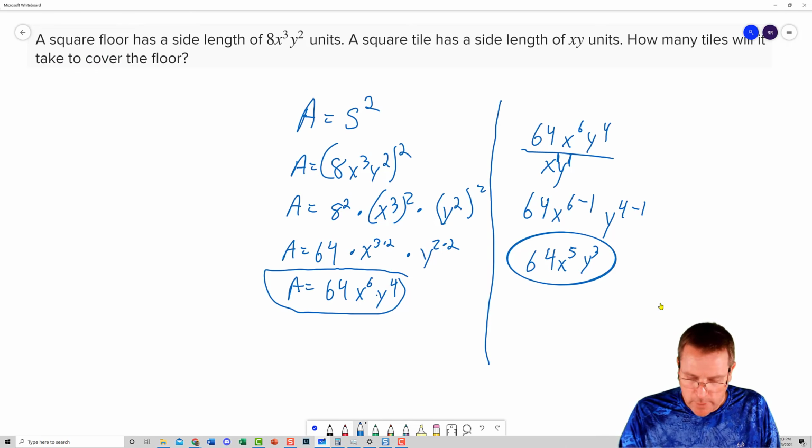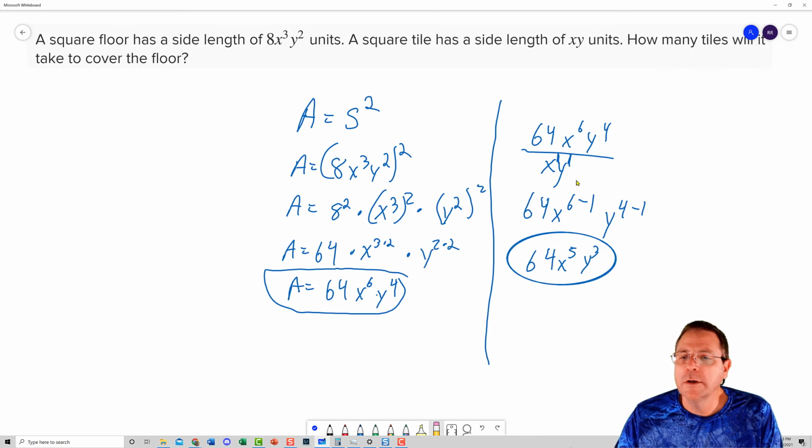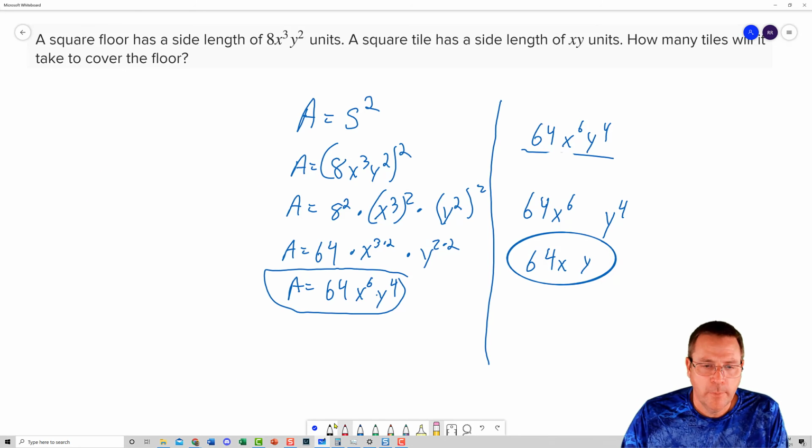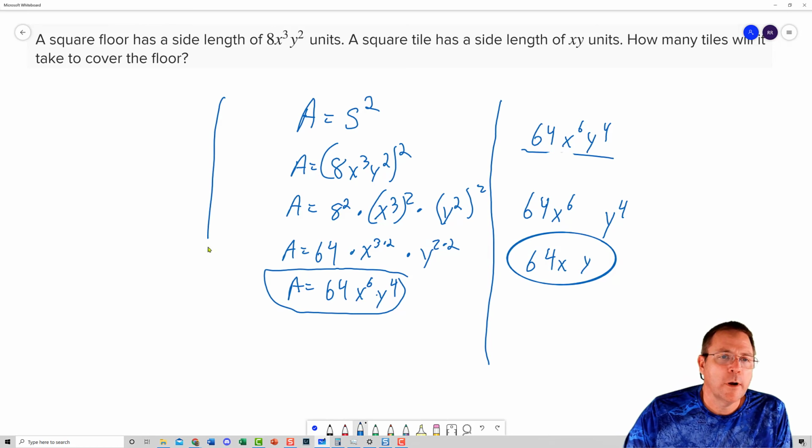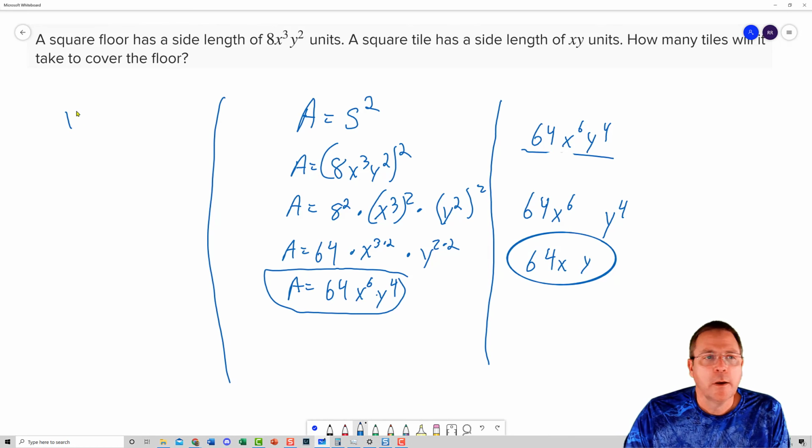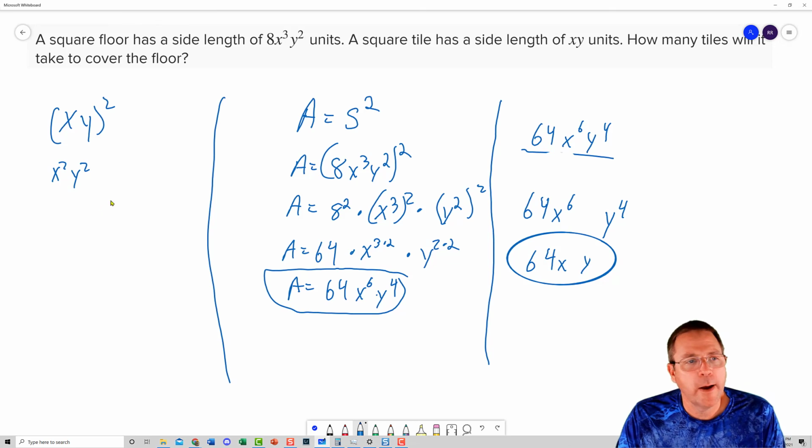Well, I just figured out why, and the answer is because I got too far ahead of myself. I divided by the wrong thing. I divided by one side length of my square and not the area of the square. So we're going to have to take the little square tile and do a little bit more work. We're going to find the area of xy, all squared. That would be x squared, y squared if we were to use that power over power rule.